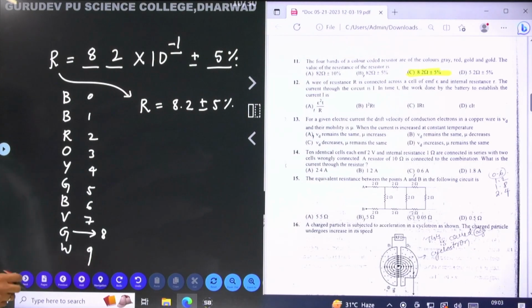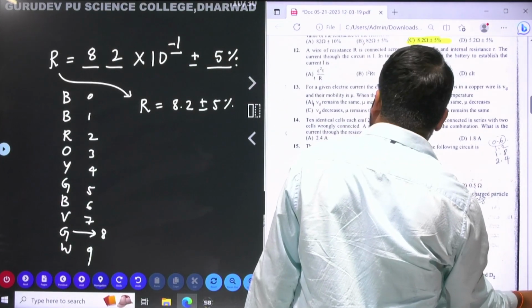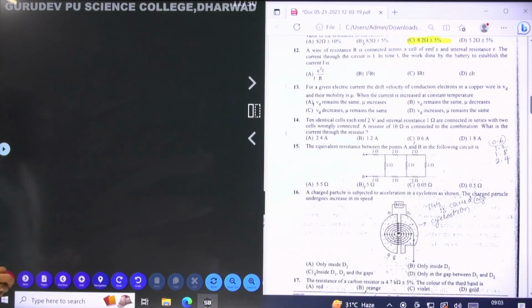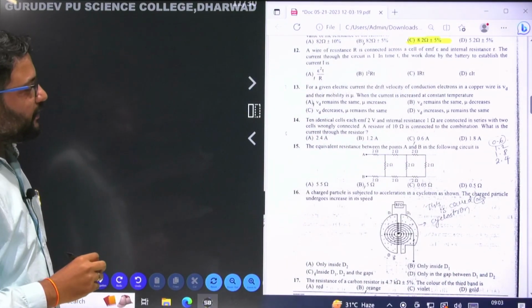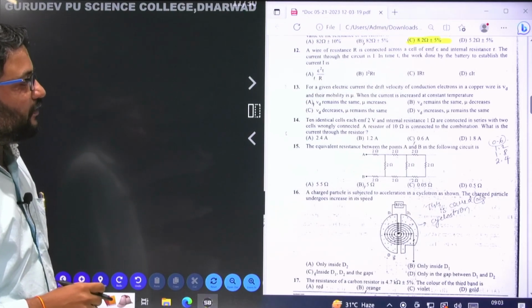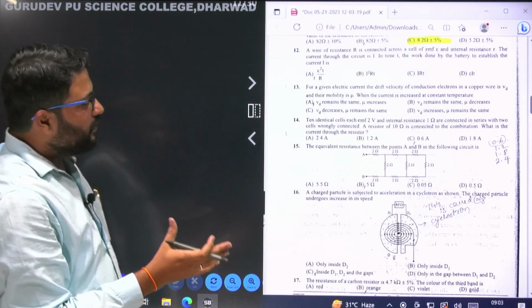So you can try it on your own. It's a very simple concept. Let's move to the next one. We are having the next question on current electricity itself once again. In this one, they are telling you a wire of resistance R is connected to a cell of EMF E and internal resistance r. So try to sit and figure out what I should get.